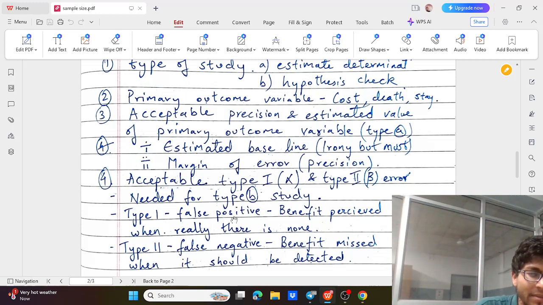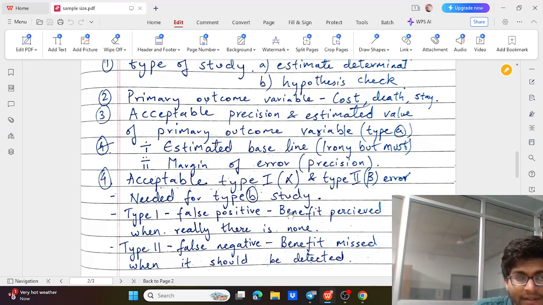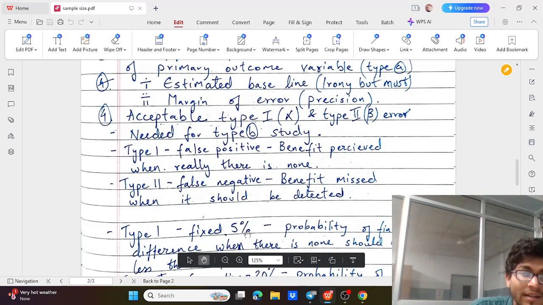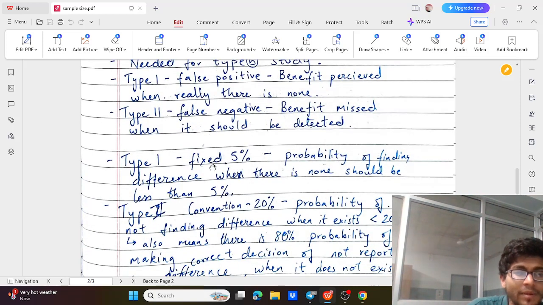It is a false positive. Here benefit is perceived when there is none, मतलब कोई फायदे का इंटरवेंशन नहीं है लेकिन हमको स्टडी में पता चल रहा है कि हाँ फायदा हो रहा है. ओके, देन टाइप 2 दैट इज फॉल्स नेगेटिव, मतलब अगर फायदा है लेकिन वो मिस हो जा रहा है स्टडी में निकालने में. ठीक है, तो बेनिफिट मिस्ड व्हेन इट शुड बी डिटेक्टेड, मतलब फायदा हो रहा है इस इंटरवेंशन से, किसी बीमारी में, बट वो हम ढूंढ नहीं पा रहे, मिल नहीं रहा है, मिस हो जा रहा है. ओके, सो एक हम स्टडी के लिए जनरली टाइप 1 को 5% पे फिक्स करते हैं.